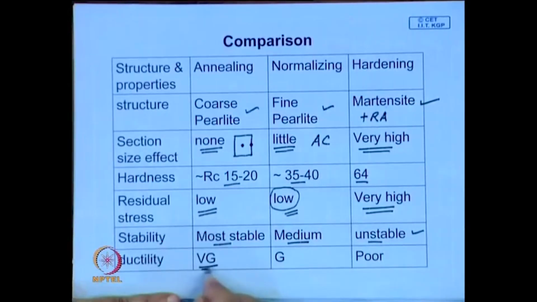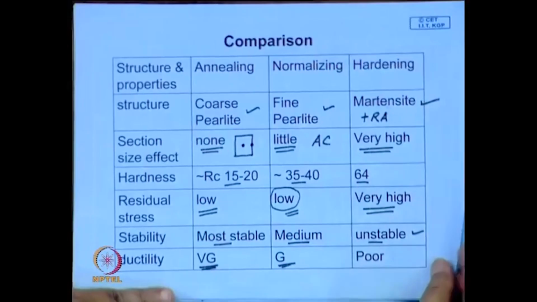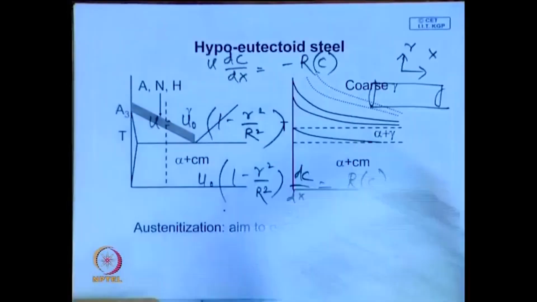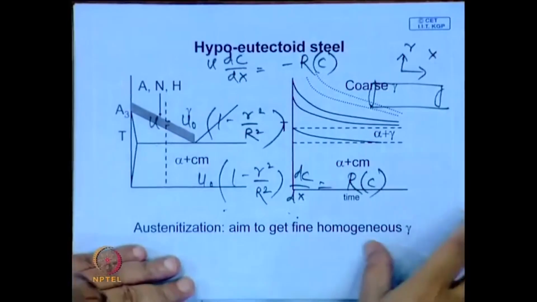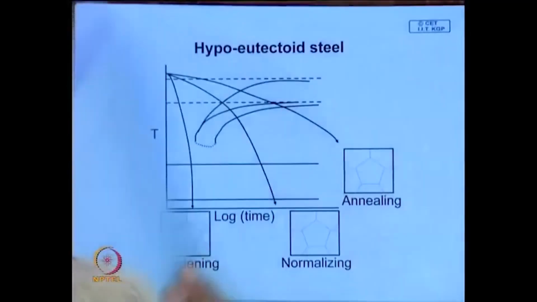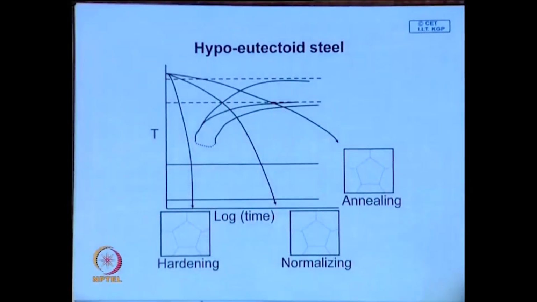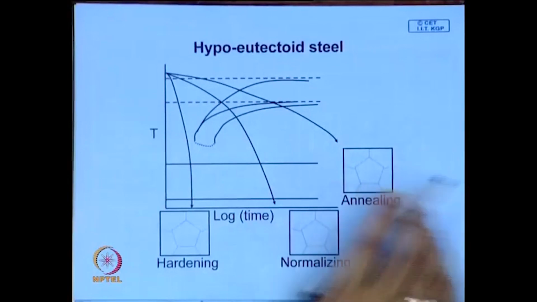Ductility in this case will be very good, in this it will be medium good, and here it will have very poor ductility. In fact, this high carbon martensite is very brittle. Having done that, let us now look at the heat treatment of hypoeutectoid steel.